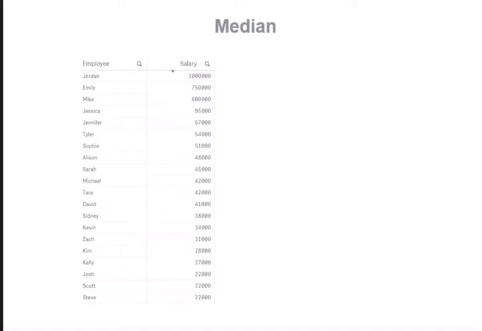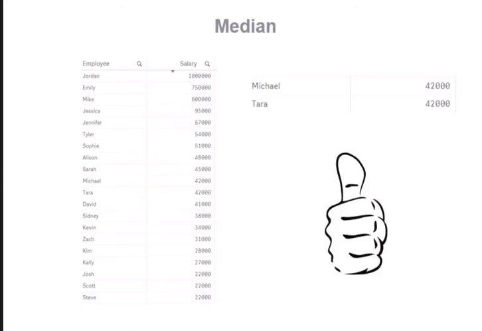At Jordan Analytics, the middle 2 salaries belong to Michael at $42,000 and Tara at $42,000. Since they are the same number, adding them up and dividing by 2 won't change the answer. The median salary is $42,000. Is this a better representation of the company's salaries? In this case, it appears it is.